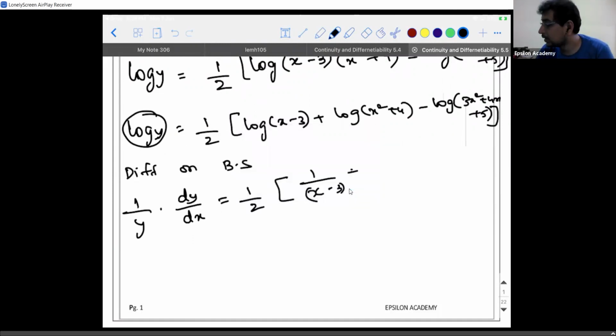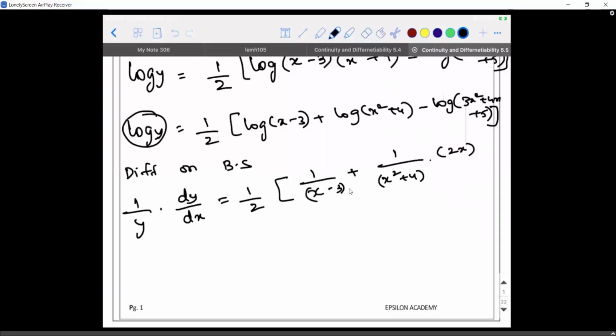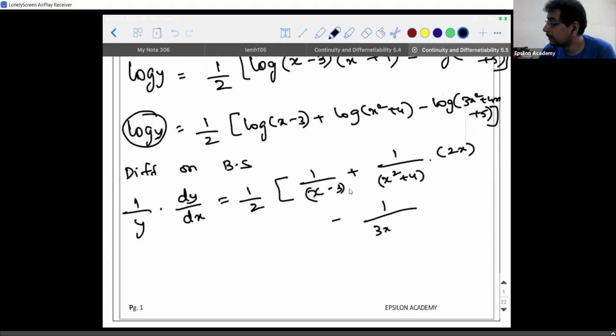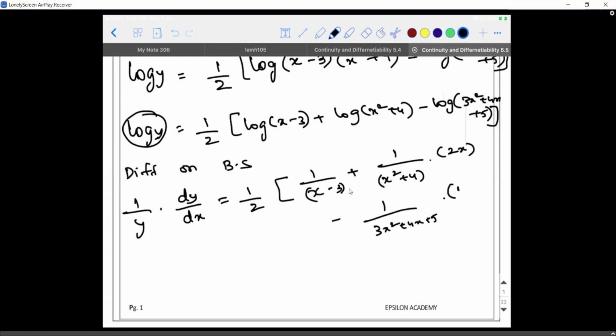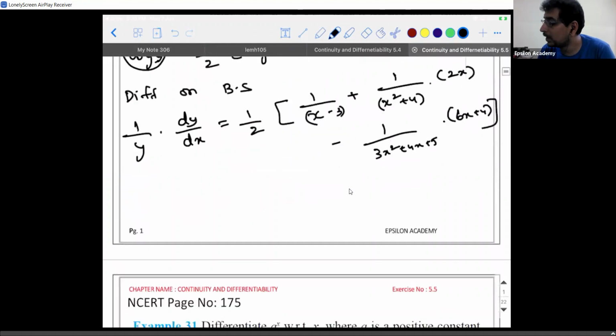Plus log of x square plus 4. The derivative of log of x square plus 4 is 1 by x square plus 4 into the derivative of x square plus 4, which is 2x. Minus log of this thing is 1 by 3x square plus 4x plus 5 into the derivative of 3x square plus 4x plus 5, which is 6x plus 4.